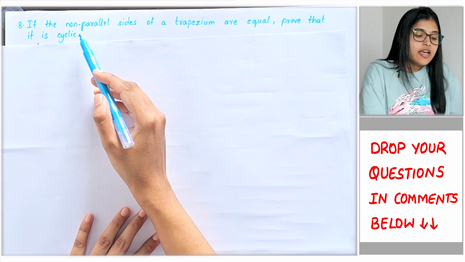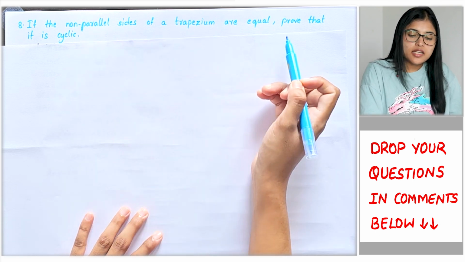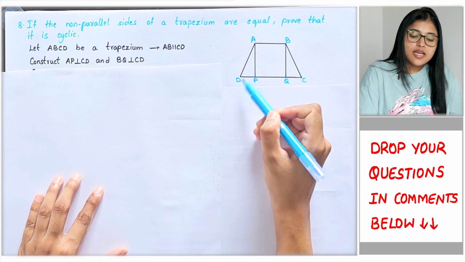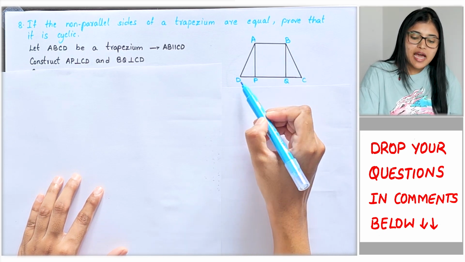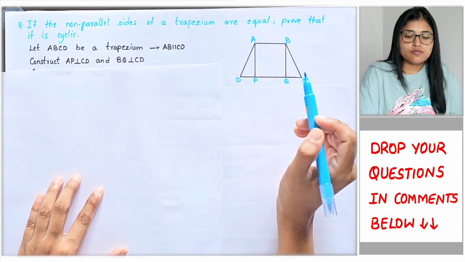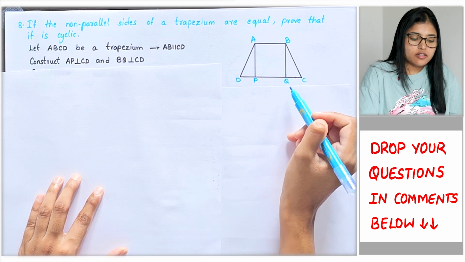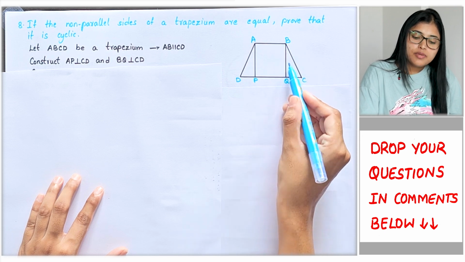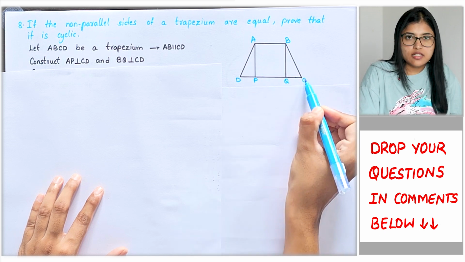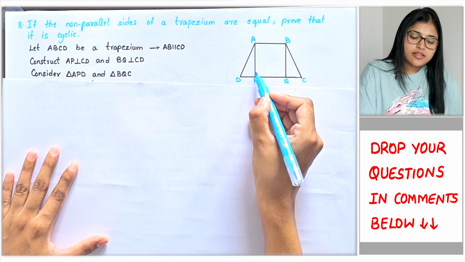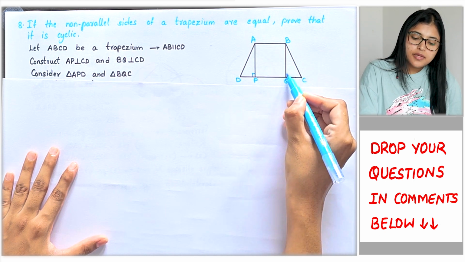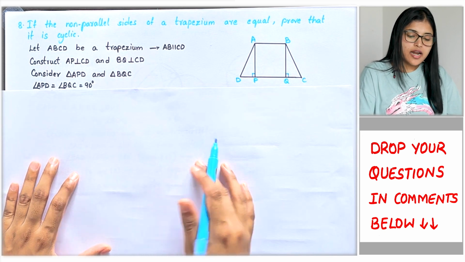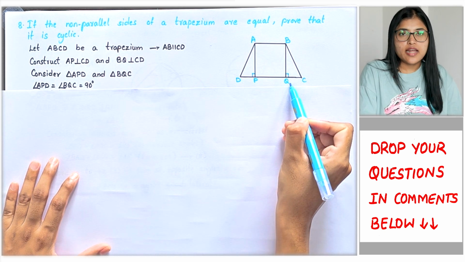The 8th question says, if the non-parallel sides of a trapezium are equal, prove that it is cyclic. Let us start by considering a trapezium ABCD where AB is parallel to CD, because in a trapezium, one pair of sides are parallel to each other. Now I am constructing two lines AP and BQ such that AP and BQ both are perpendicular to CD. Now if I consider these two triangles APD and BQC, where perpendiculars are drawn, I know that angle APD and angle BQC are 90 degrees.